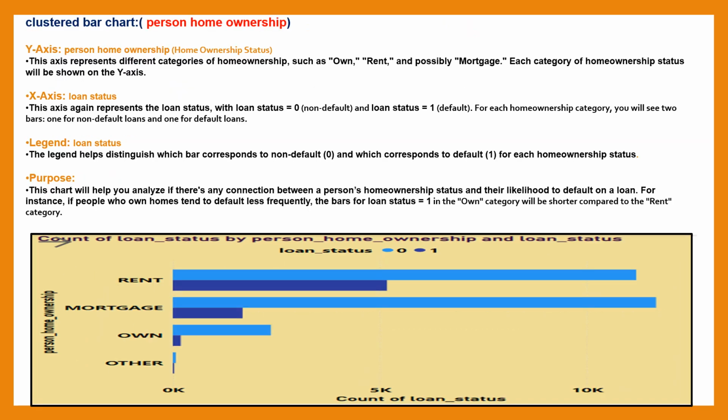Second one we will see, that is person home ownership. Here on the y-axis I have added person home ownership. On the x-axis I have added loan status, and in the legend I have added loan status. And the purpose of this visualization is to see if there is any connection between home ownership status and their default on a loan.